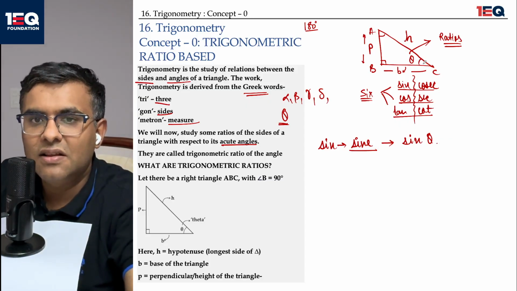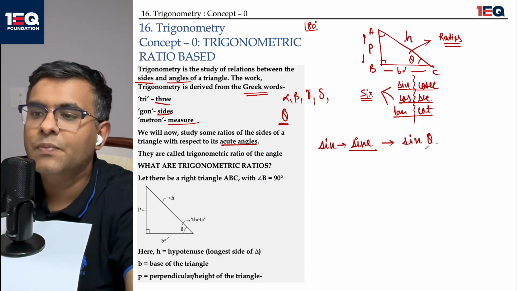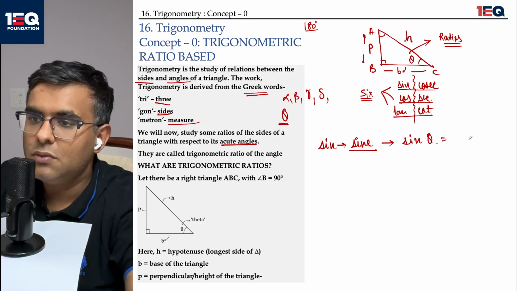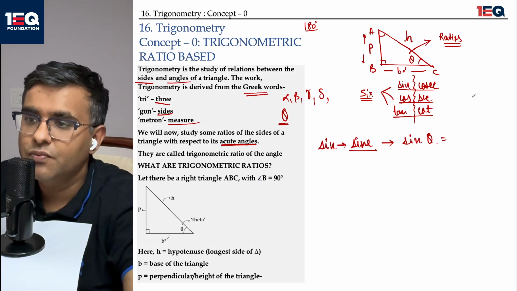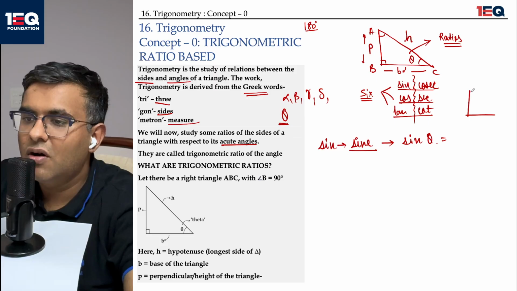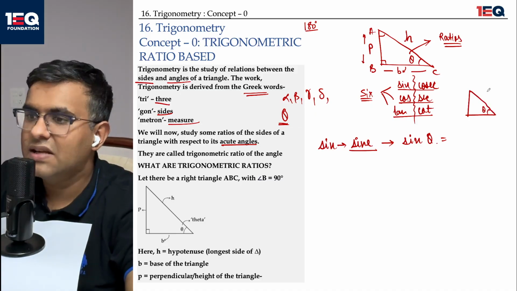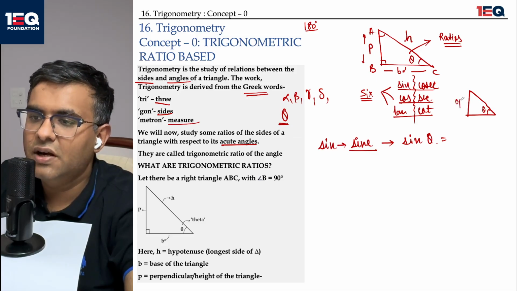This is the theta angle which we are talking about, which is angle C. So sine theta is nothing but opposite upon hypotenuse, or perpendicular upon hypotenuse. Let me redraw the same right angle triangle over here, and we are talking about this angle theta.